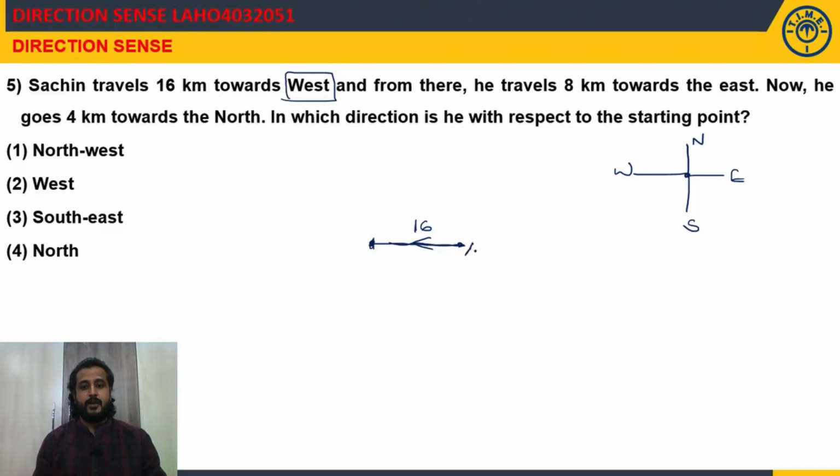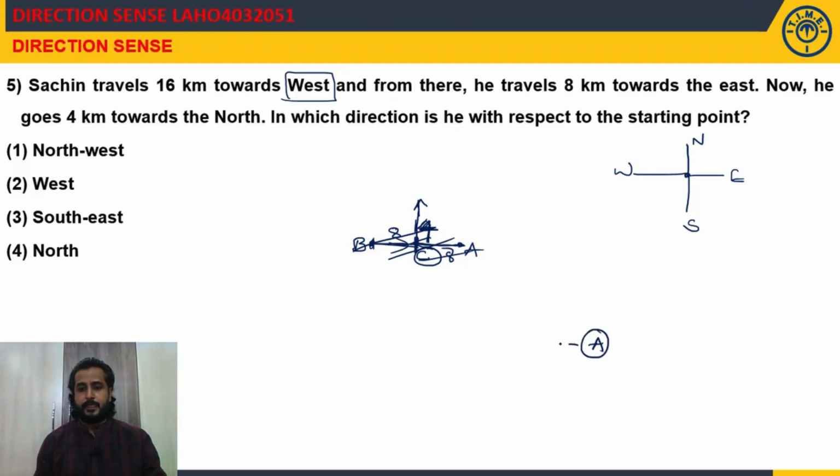Let's say it is point A. This is point B. He reached point B after traveling 16 kilometers. He travels 8 kilometers towards east. From point B, east is this side. But how many kilometers? 8. So, let's say it is point C. Now, he goes 4 kilometers towards north. From this point, north upwards. How many kilometers? 4 kilometers. Don't forget that it is also 8.